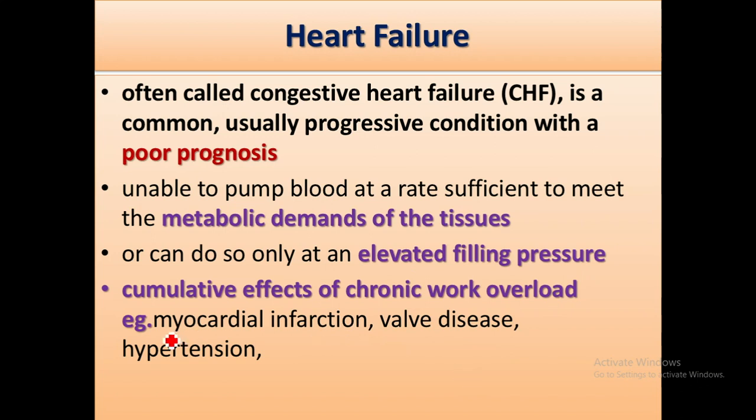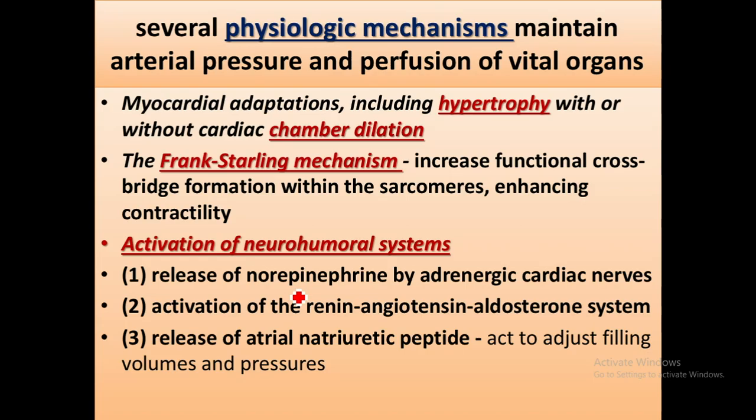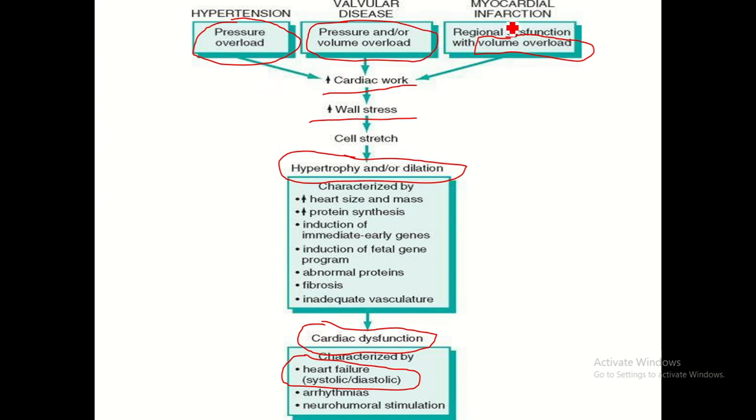For example, in case of myocardial infarction or valvular heart diseases or in hypertension. So what happens is, take the example of myocardial infarction. The ventricle is not able to contract properly, so there is constantly volume overload. Or in case of valvular heart diseases, if there is regurgitation, it will cause volume and or pressure overload. And in hypertension, obviously blood is flowing with high pressure, so it will cause pressure overload.